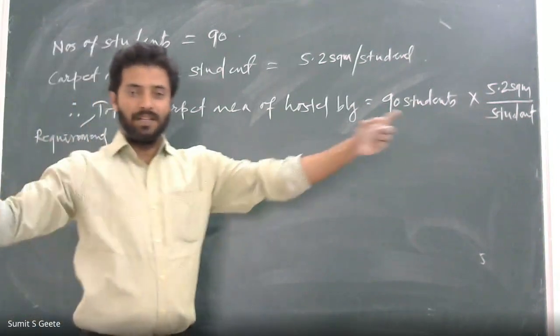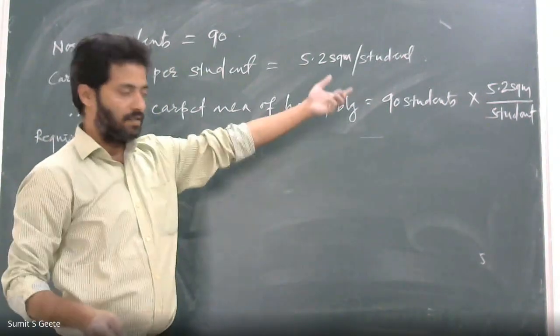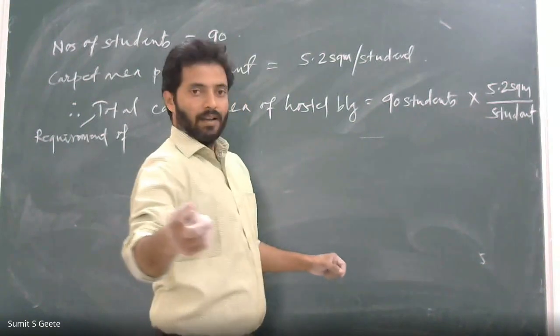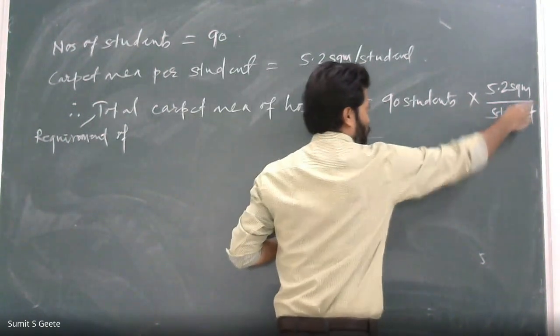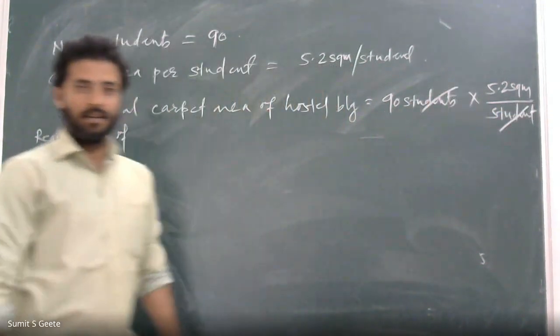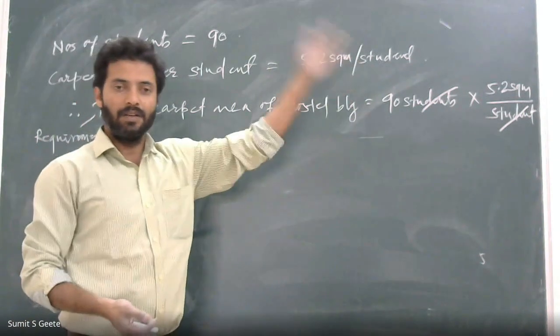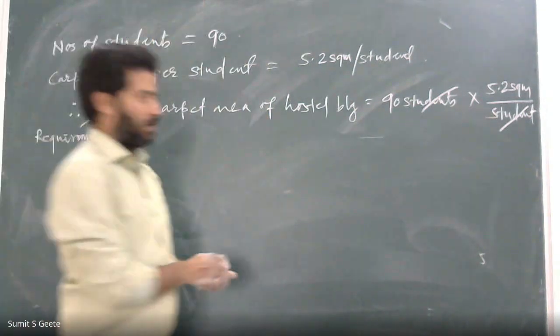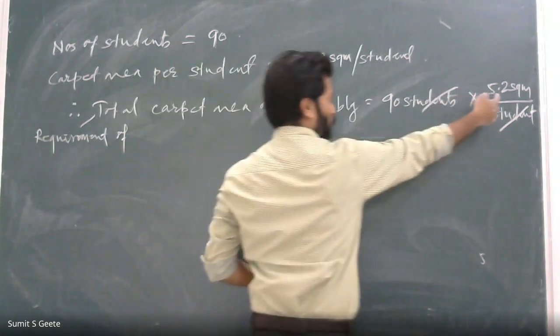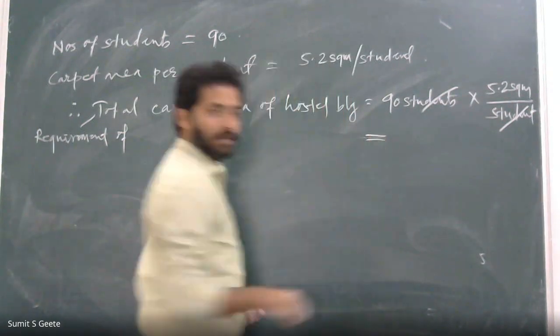Just wait. We will have so many things to do in the calculation. Okay? This is just the starting. Right? So therefore, the student gets cancelled. Very basic way we are going. If you are smart enough, you can multiply directly. I don't have any issue. So therefore, 90 times 5.2, that much square meter will be the answer.